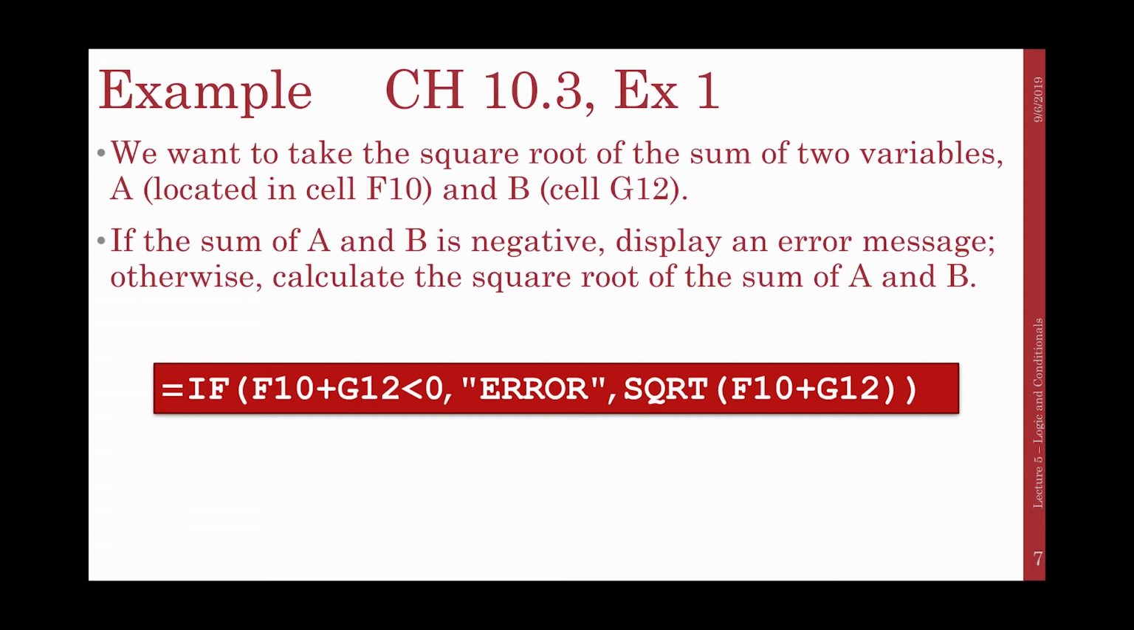You could phrase this logic the other way and say if F10 plus G12 is greater than 0, calculate the square root, and if not, produce an error. However, the problem stated it in such a way that it's looking for the negative version of the logic. So we're testing if it's negative first.